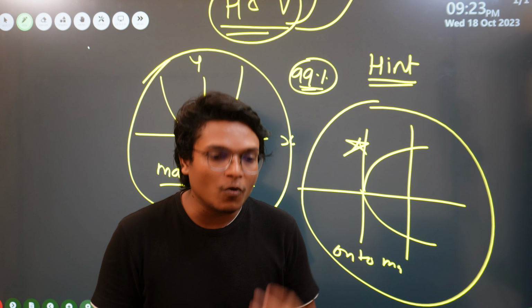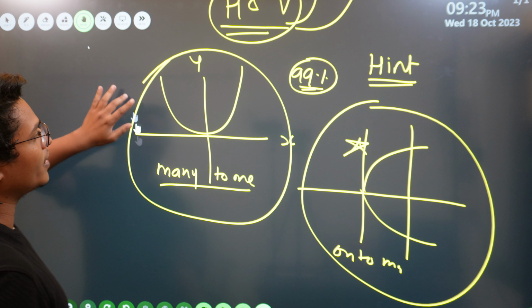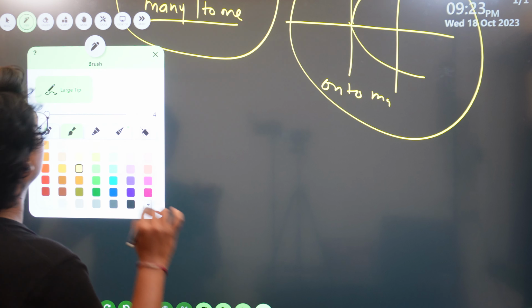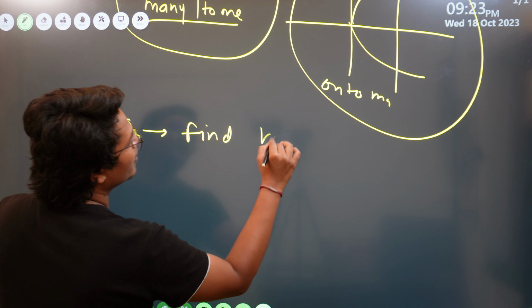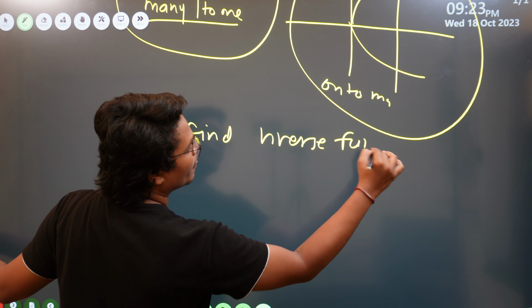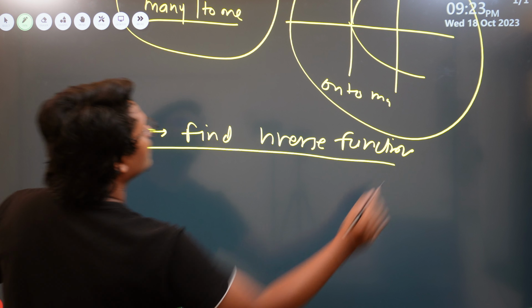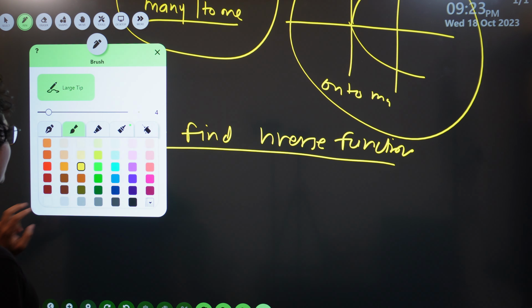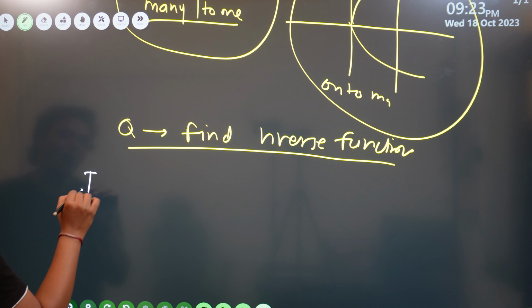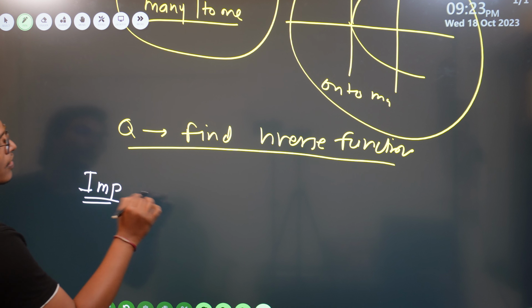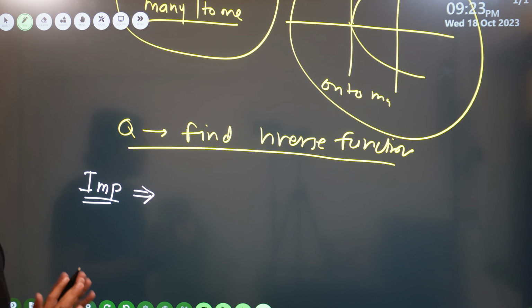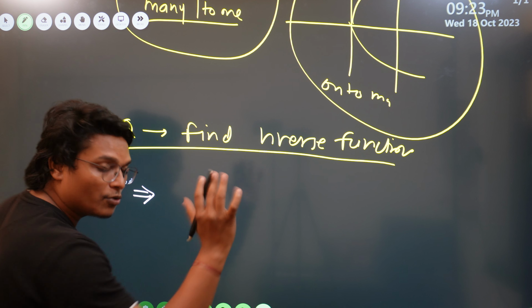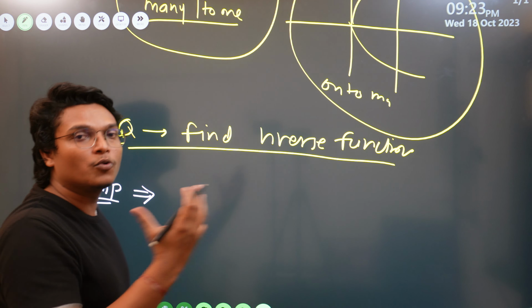And if question is asking you to calculate or to find the inverse function, now इसके लिए भी एक सबसे बड़ी हिंट लिख लो, important point. ठीक है? If function is given, you just have to do one thing, change the subject.